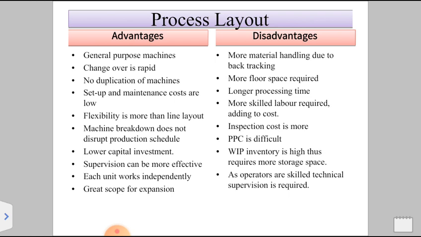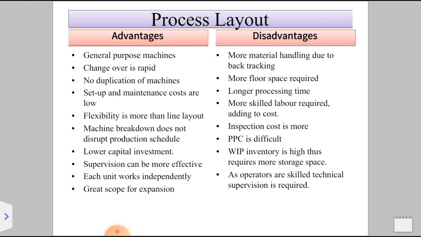So it is a number of machineries or equipment, so it is possible to change processes, and there is no duplication of machines. Obviously, we have grouped the machineries in a particular department, so it is not necessary to keep separate machinery at separate places for performing the same operation. So it is avoidance of the duplication of machines.